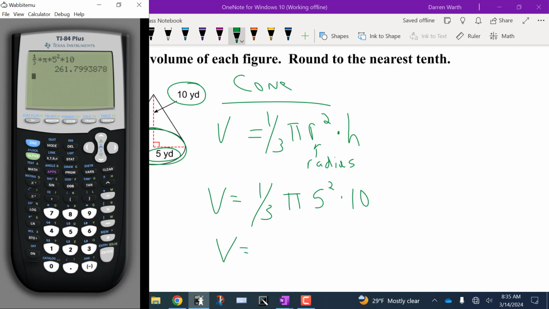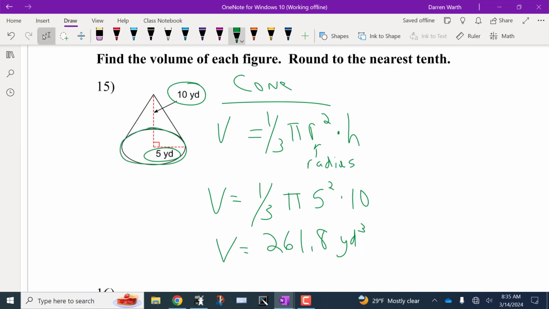Go and hit enter, and it looks like on number 15, we'll just round it to the nearest tenth. This comes out to be 261.8. And our units is yards. But when I take a yard times yard times yard, that's going to be yards cubed. So we've got 261.8 yards cubed for our volume on number 15.